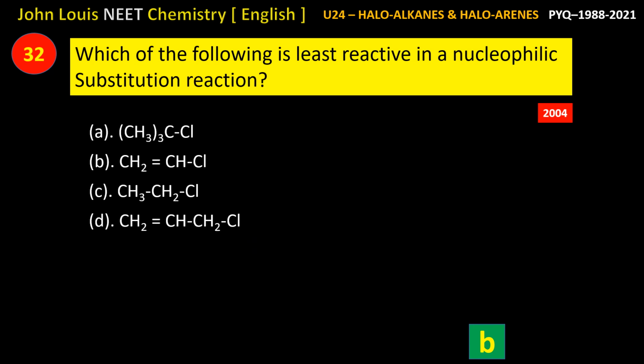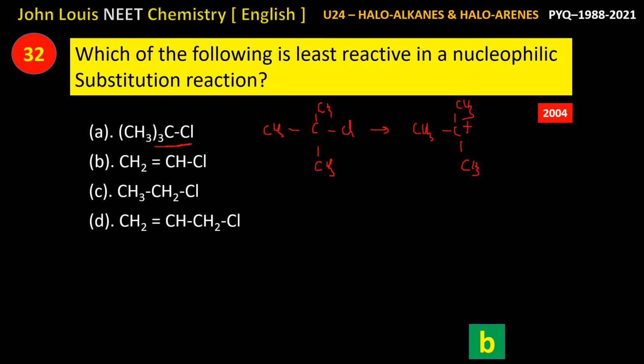Which of the following is least reactive in a nucleophilic substitution reaction? It may be SN1 or SN2, we are least bothered. So a nucleophilic substitution reaction is given. All of them are halogen compounds. Now we have to see one by one. So this is a tertiary halogen compound, CH3, CH3, CH3, Cl. So it can form a stable tertiary carbocation. Since it is more stable, it can readily undergo the substitution reaction.